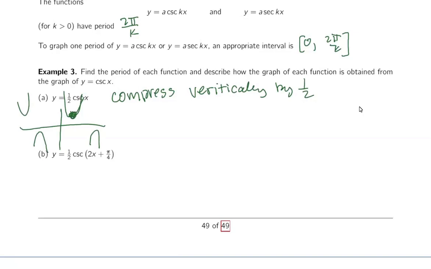So my new graph, instead of coming to 1, is really going to come to 1/2. So they'll come up a little bit higher. So it might look something like this. And these are sketches, so it's hard to tell, but it should be up a little bit higher. And this is one that really, to see the difference, go to Desmos and graph both cosecant of x and then 1/2 cosecant of x and see what's going on there.